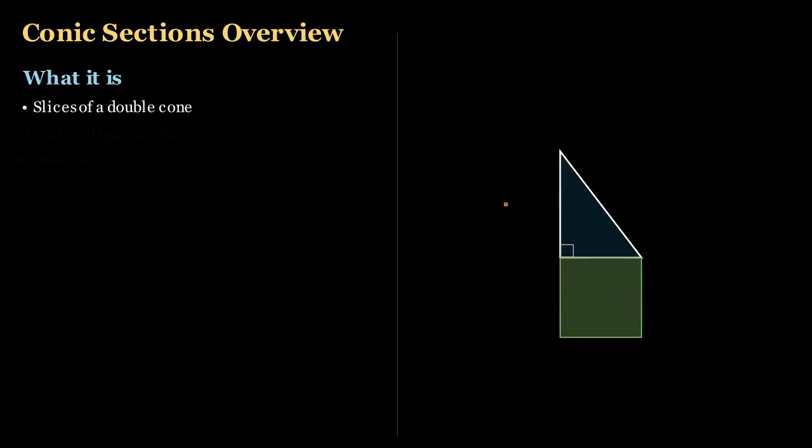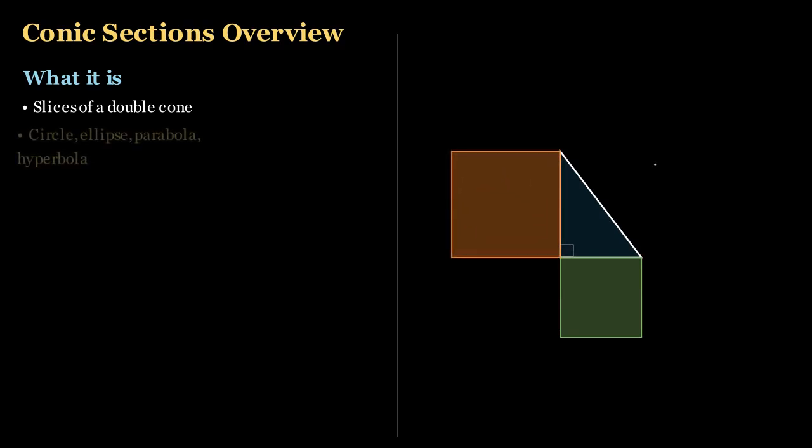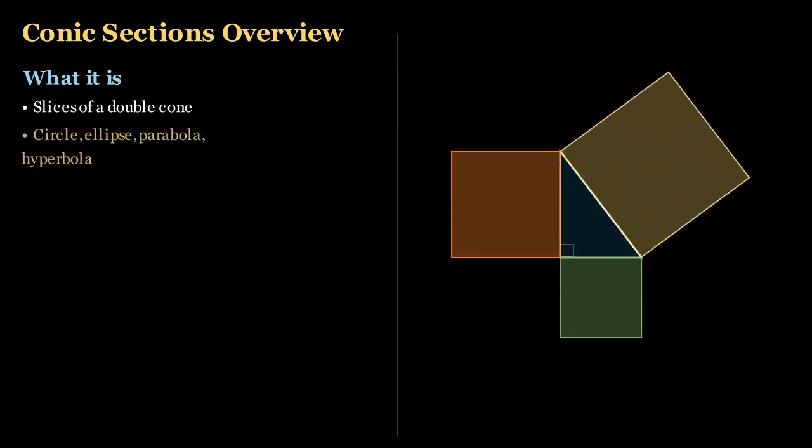Imagine 2 ice cream cones stacked tip to tip, forming a double cone. Now picture slicing through this shape with a flat sheet of paper, like a knife. The curve you get on the paper is a conic section. Depending on how you tilt the paper, you get one of 4 shapes.